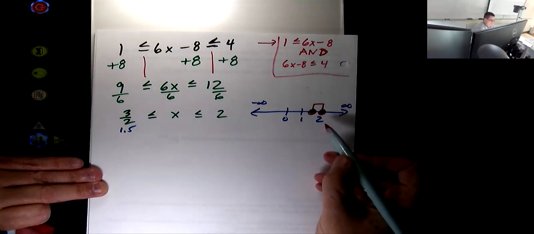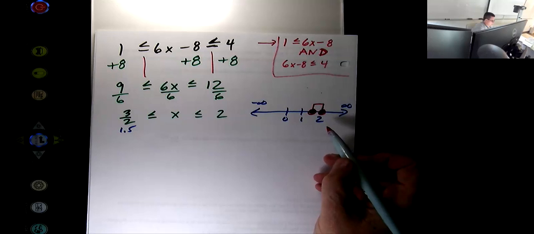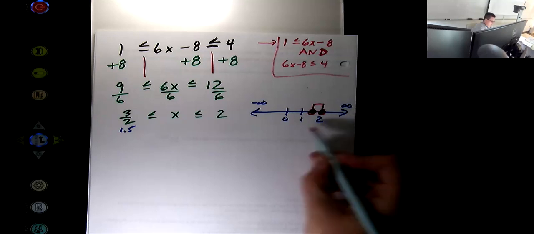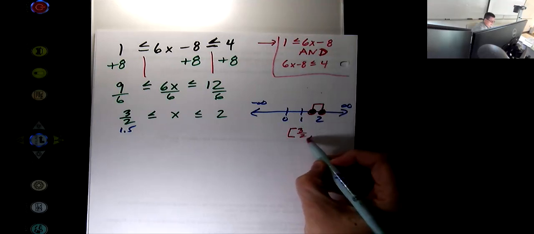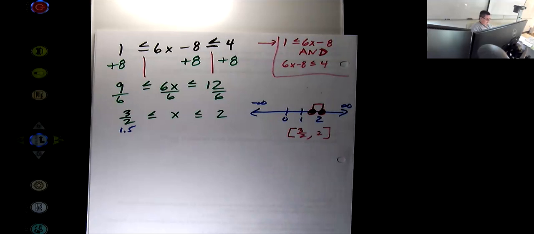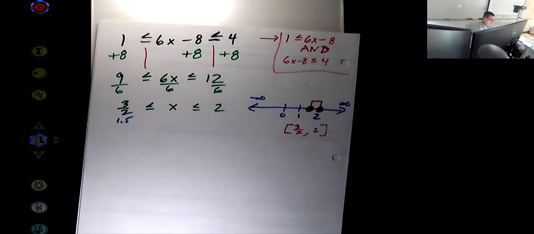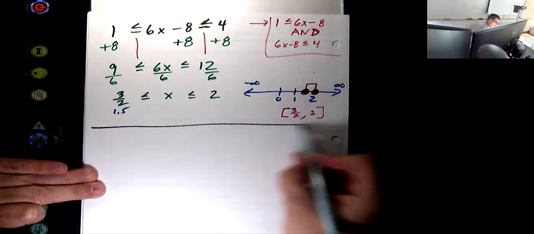So how would I write this as an interval? That would be bracket 3/2 comma 2 bracket. Excellent. All right, so next thing in this section is quadratic inequalities.